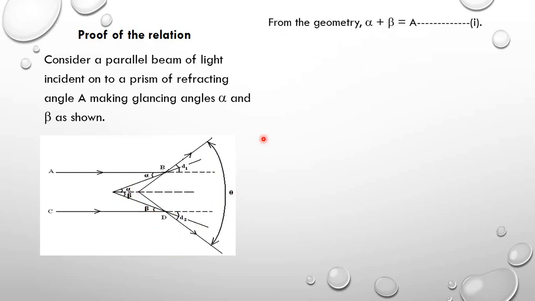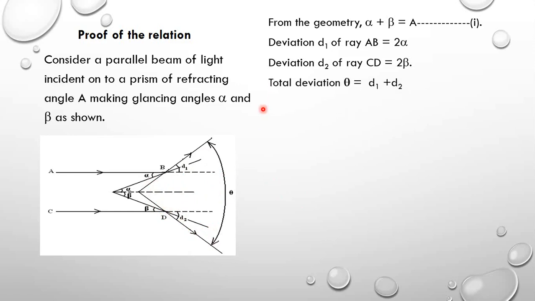Then we know that the deviation for AB is going to be given as twice the glancing angle, which is twice alpha, and the deviation for CD is twice the glancing angle beta, which is twice beta. And when we observe this diagram, we can see that if this is D1, even this is D1, and if this is D2, even this is D2, because they are corresponding. So D1 plus D2 will give us this theta, and that's going to be the total deviation.